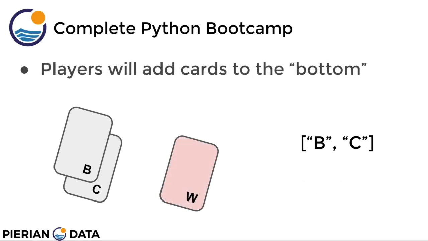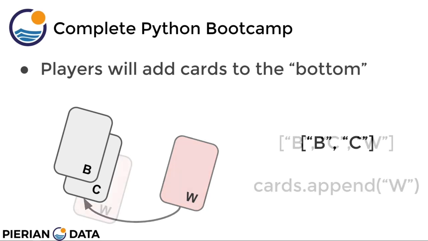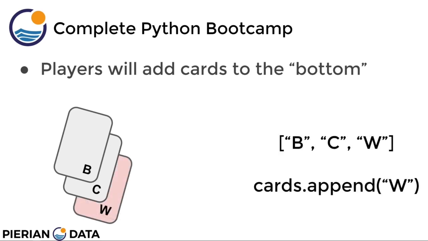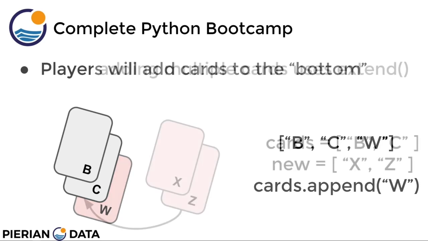Now let's say a player is going to add a single card. We want to add this card to the bottom of a list. Now lucky for us, if we're going to add something to the bottom of this deck or the end of a list, then that's simply just using the append method, because by default append is going to go to the end of a list. So I'll simply say append, and in this case this card is called W. And now my cards in my hand is B, C, W.